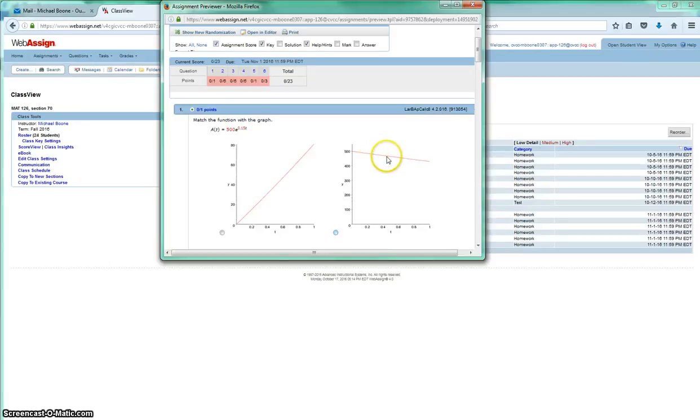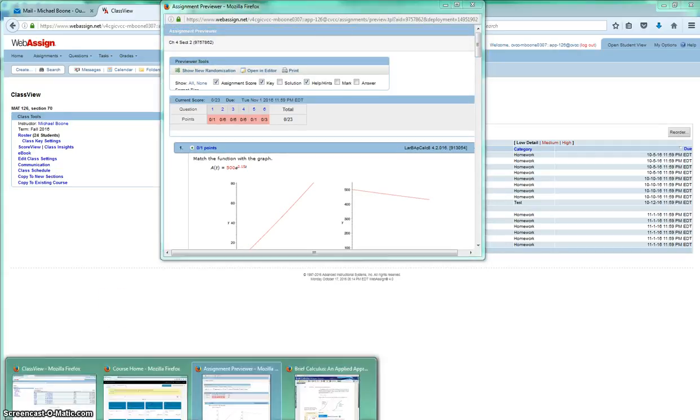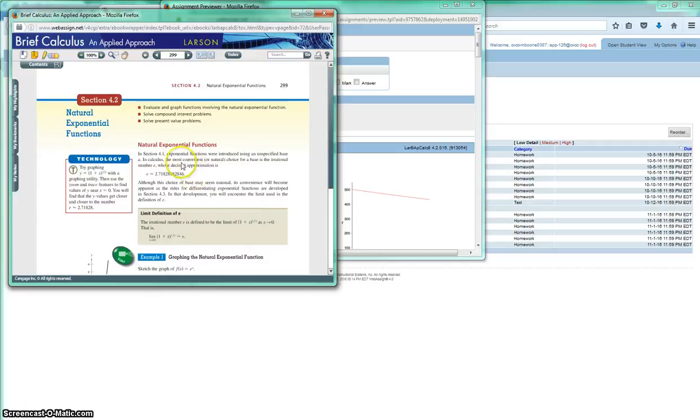All right, so in chapter 4, section 2, we're talking about natural exponential functions. When we're talking about natural, that just means we're dealing with something that has a base e. In the text, they'll talk about natural exponential functions, so just something that has an e in it.